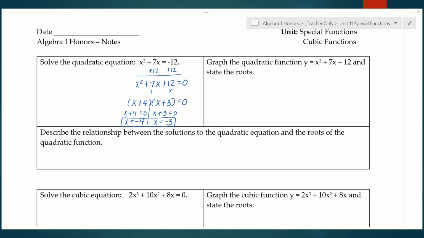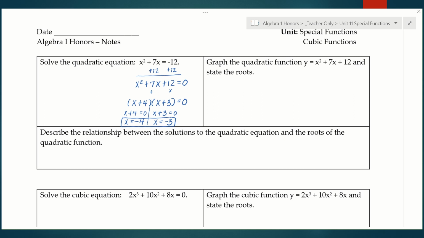Okay, so now it says graph the quadratic function and state the roots. Notice that the thing we just dealt with was an equation. The next thing we're going to deal with is a function. The only difference is that the function has y equals, where the equation has 0 equals. But they really are the same thing. It's just how we label them, or what we call them.